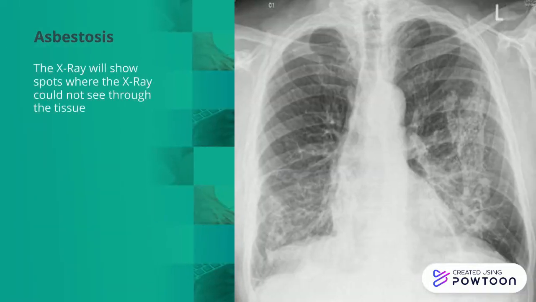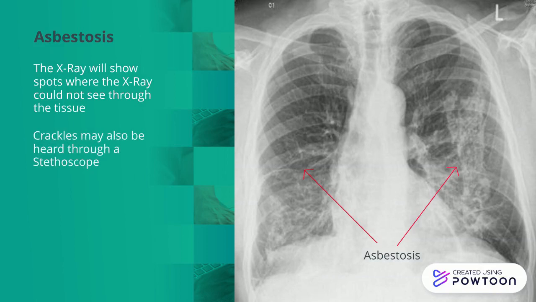Asbestosis can be detected on chest X-rays. The X-ray will show irregular opacities, which are spots in the X-ray film where the X-ray could not see through the tissue. Crackles may also be heard when listening through a stethoscope.